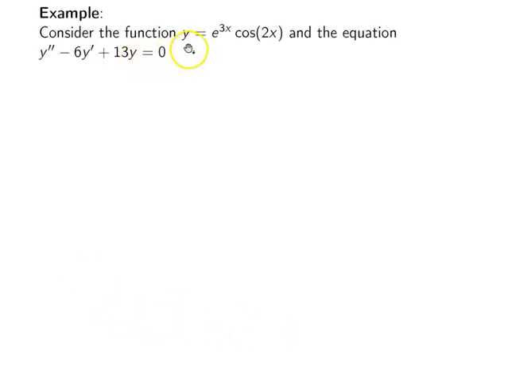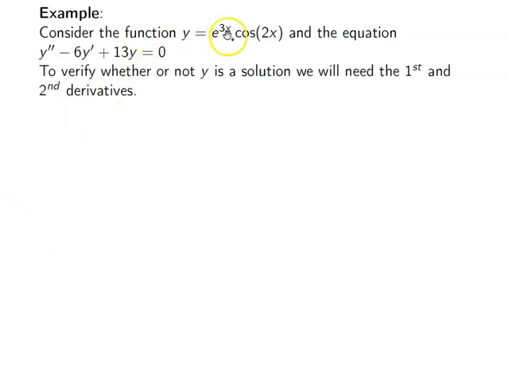So consider the function y equals e to the 3x times cosine of 2x, and the equation y double prime minus 6y prime plus 13y equals 0. In order to verify if this function y is a solution or not, I'm going to need the second derivative. Before I can verify that this is a solution to this DE, I need to find the appropriate derivatives so that I can start to plug things back in. So I'm going to take y equals e to the 3x cosine of 2x, and I'm going to differentiate it twice. The first derivative here, this is two different functions.